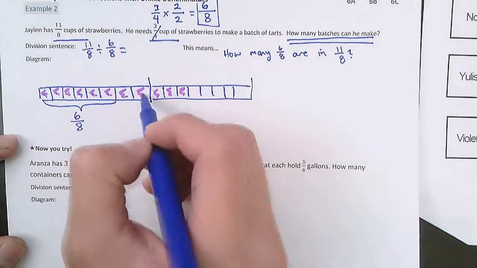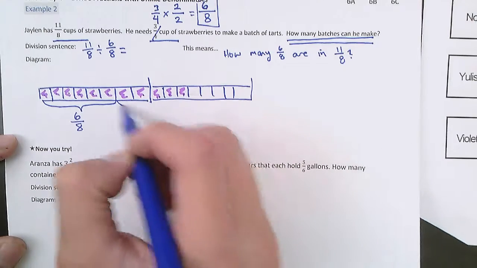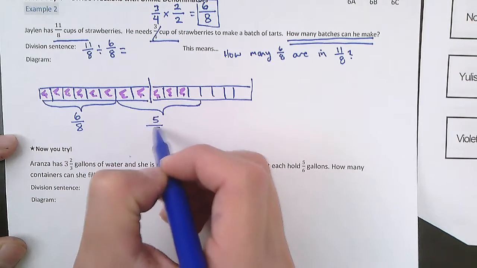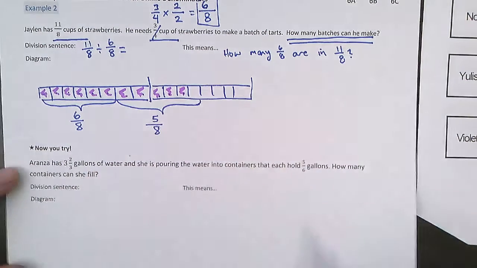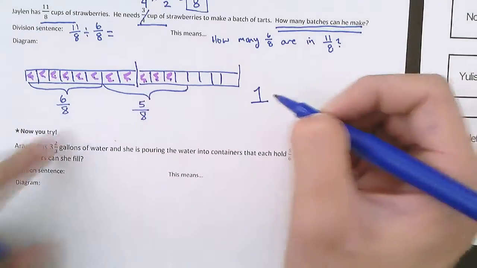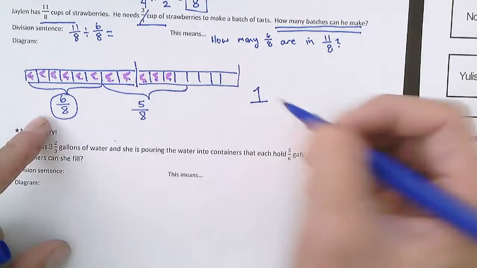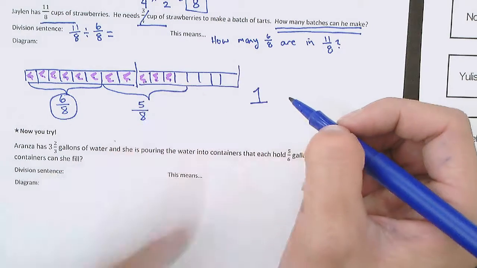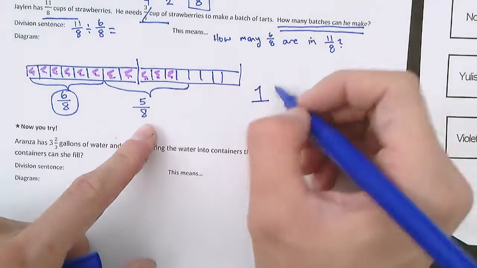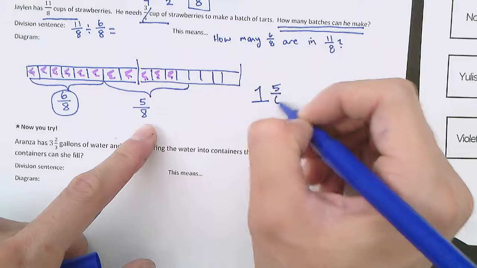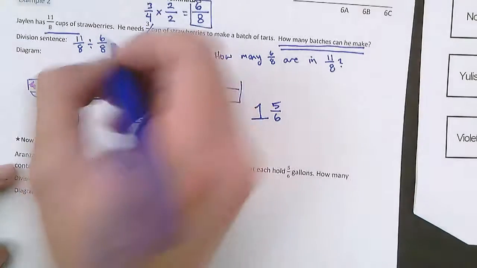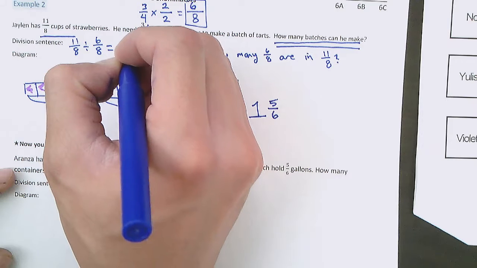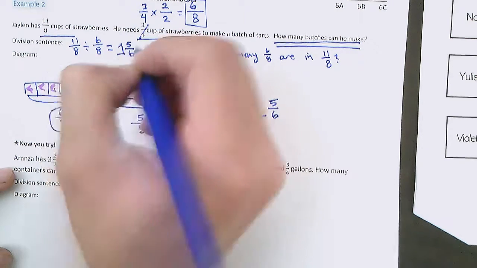6/8 there. 1, 2, 3, 4, 5 out of the 6 that we would need for another full section. So I have one full section of 6/8 here, and then 5 left over out of the 6 that I would need for the full batch. So I have 5 out of 6. So 11/8 divided by 6/8 equals 1 and 5/6.